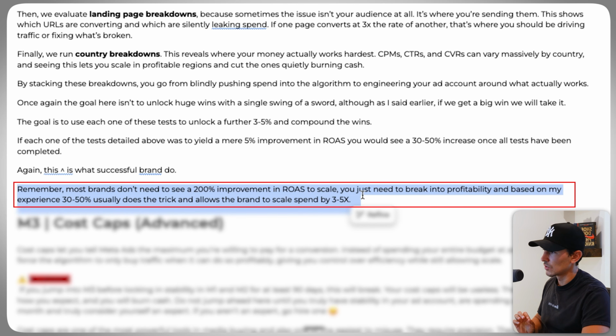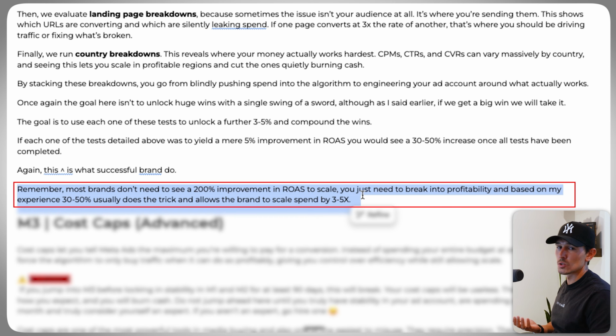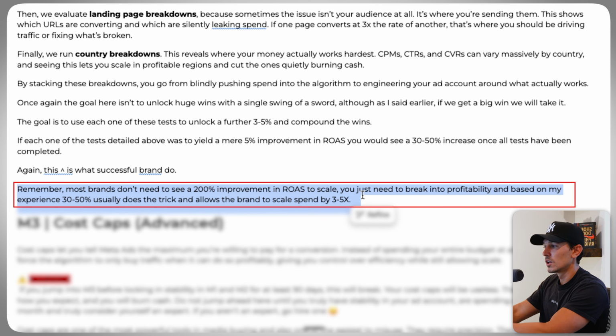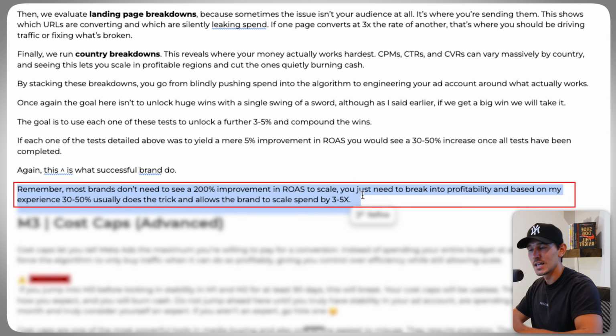The key here too is that most brands don't actually need to see a 200% improvement in return on ad spend to scale. You just need to break profitability. And based on my experience, somewhere around even 20 to 40% usually does the trick to allow brands to scale a lot. And the key on top of this is that we don't care if we drive a 20x return on ad spend and spend $50.